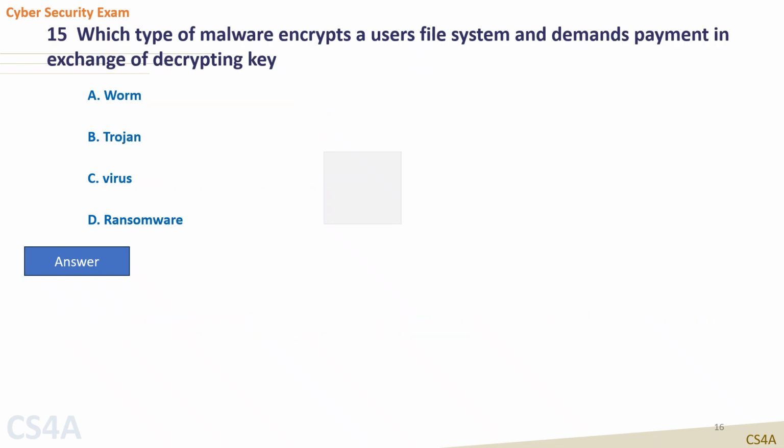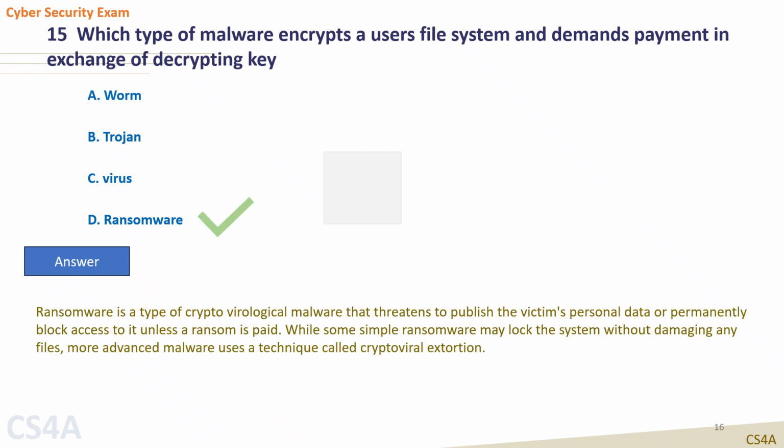So here the question is which type of malware encrypts a user's file system and demands payment in exchange for a decrypting key. Here the keyword is encryption and decryption. So ransomware is involved in this kind of attack. So option D is the correct one.